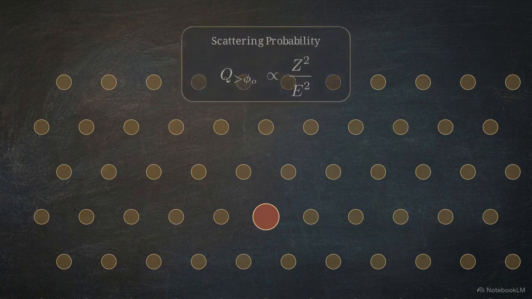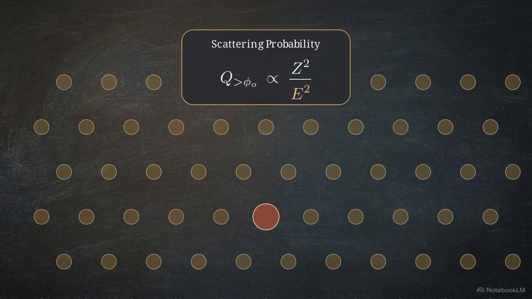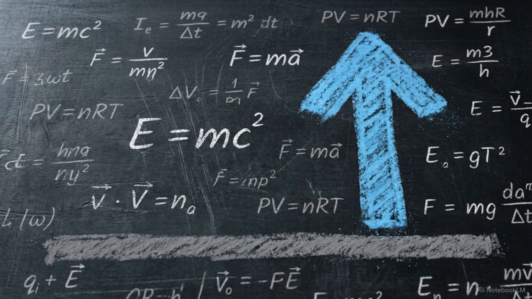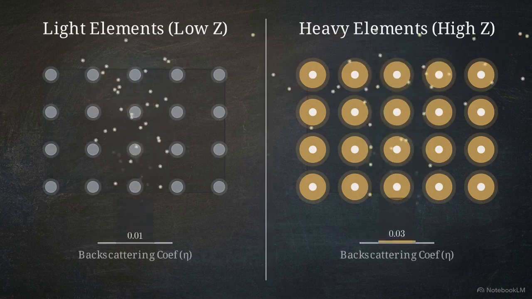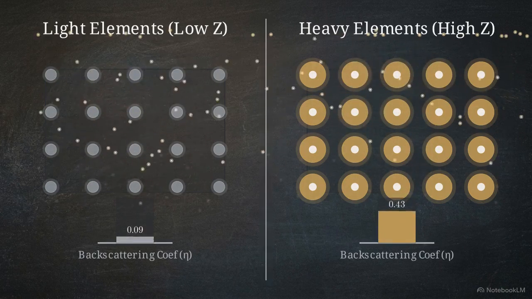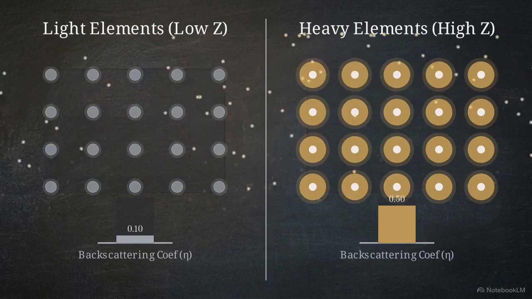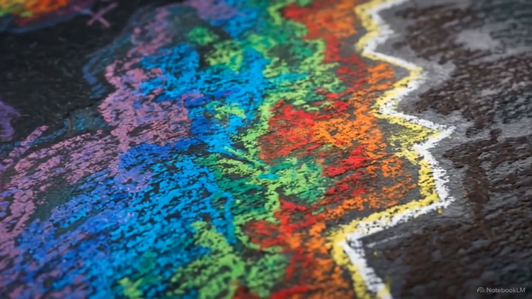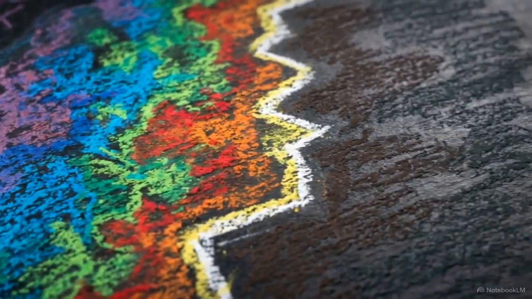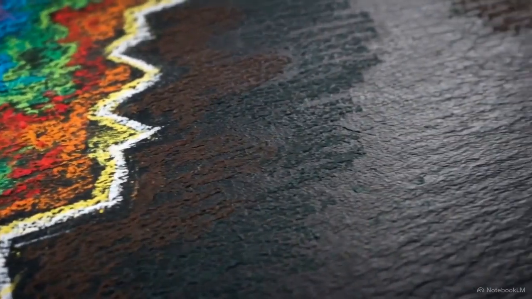The probability of this severe U-turn is inversely proportional to the incident beam energy and directly proportional to the target's atomic number. We classify these high-energy, deflected particles as backscattered electrons. The total fraction of incident electrons that bounce back is the backscattering coefficient. Heavy, dense atoms naturally reflect a much higher percentage of electrons than lighter atoms. For geological materials, this translates directly to elemental mapping. An iron-rich mineral physically deflects far more backscattered electrons than a magnesium-rich mineral.